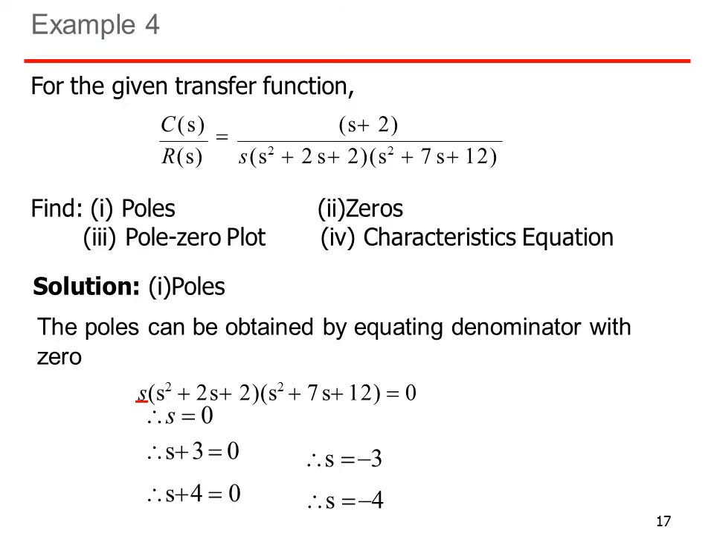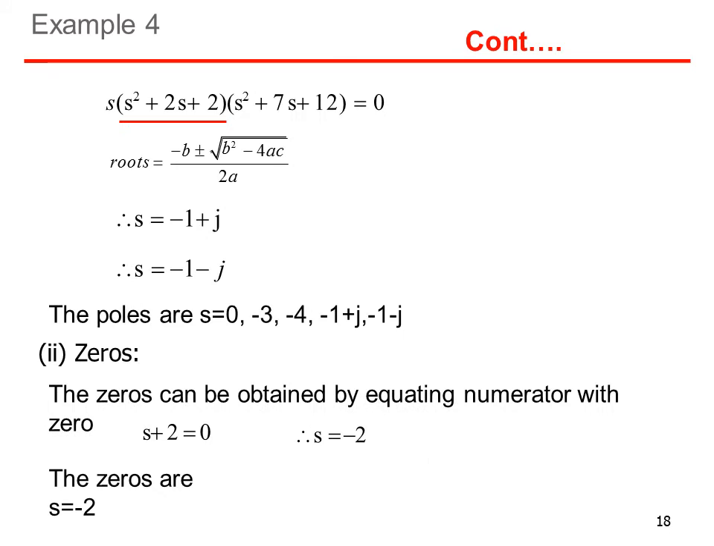So the first pole is s equal to 0. We know the roots of s square plus 7s plus 12 from the previous example, and they are (s plus 3)(s plus 4). So we get the roots as s is equal to -3 and s is equal to -4. Now there is another bracket we have to solve, s square plus 2s plus 2.